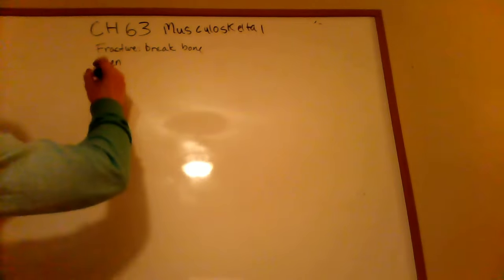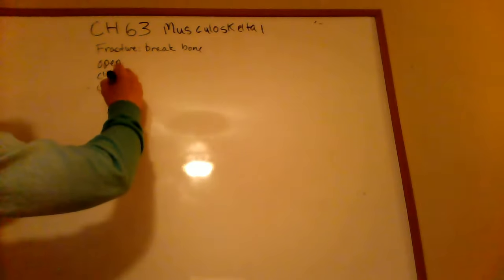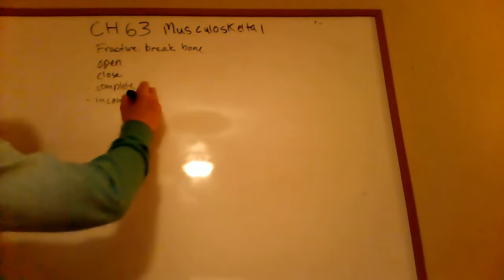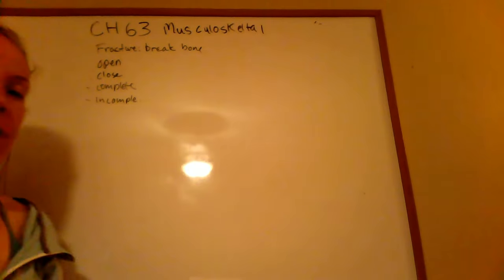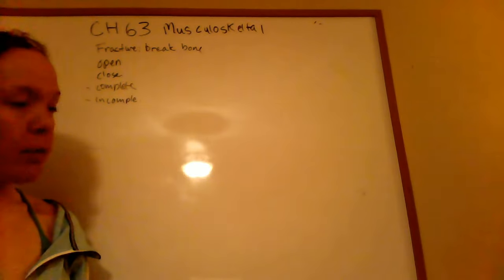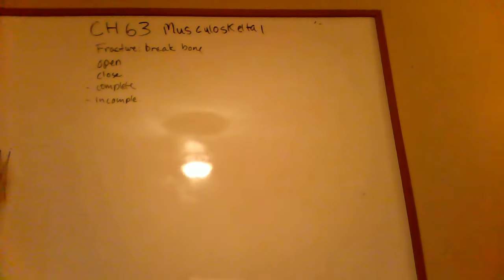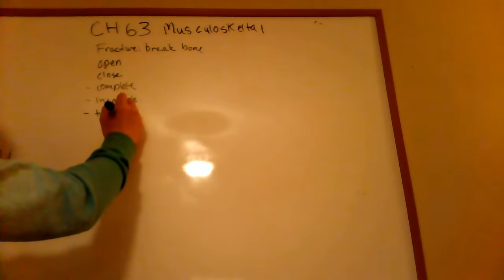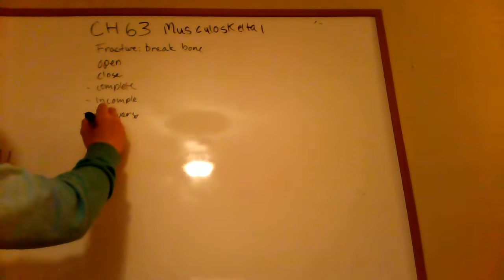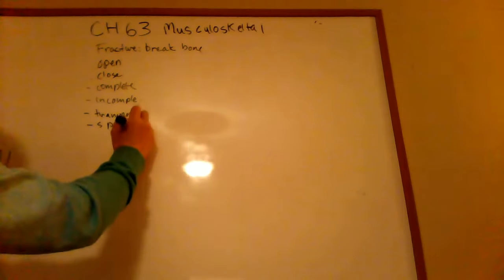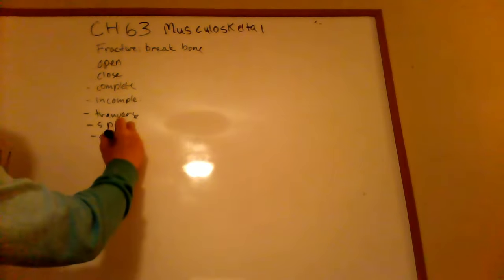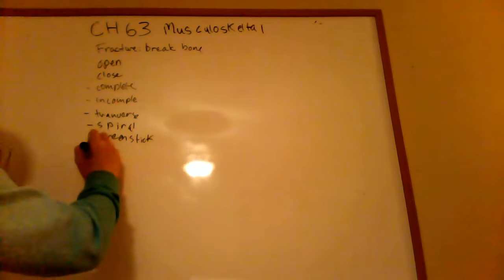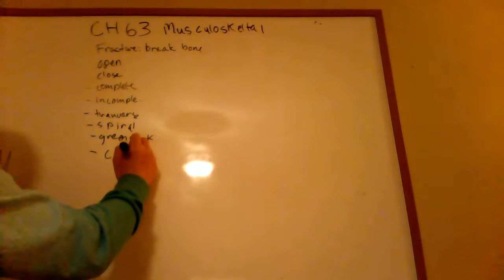So you have open, you have closed, you have complete break, and incomplete break. You also have different ways you can identify them, like spiral or green stick, things of that nature. So these are ways to classify it. So you have a transverse version, you have a spiral, green stick, like I mentioned before, and communicated.